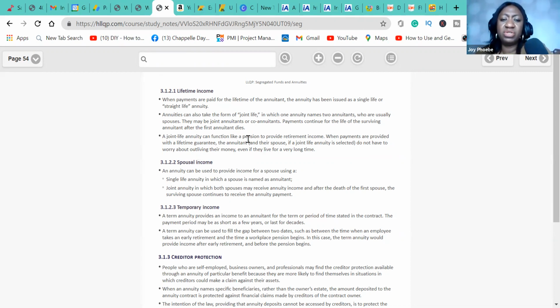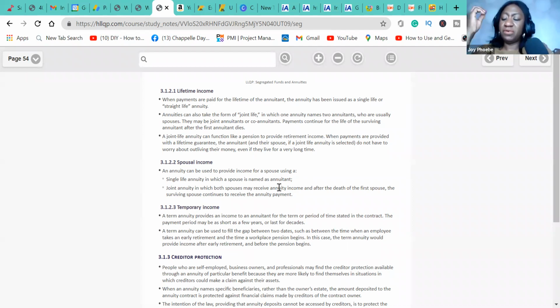So now, annuity can be issued on one life or it can be issued on a joint life. A joint life annuity can function like a pension to provide retirement income, with payments provided with a lifetime guarantee. So the annuitant and their spouse, if it is a joint annuity, are eligible to receive the payment, and they don't have to worry about outliving their money, even if they live for a very long time.